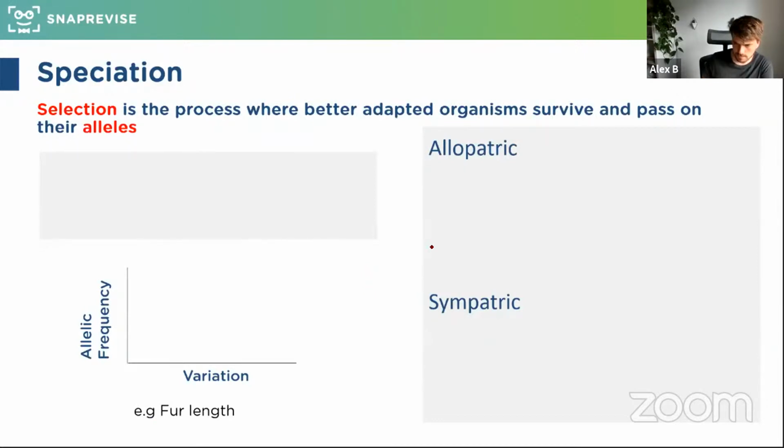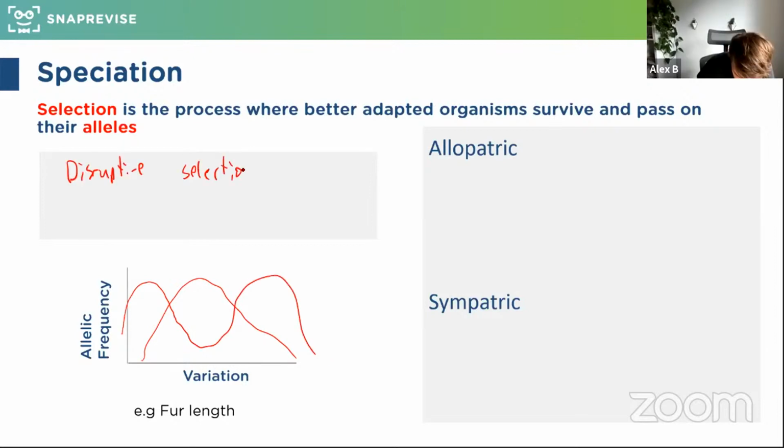So yeah, there's also disruptive selection, which looks like this. It's not in the AQA spec. So you've got the phenotypes, and over time, individuals, yeah, like I said, it's not in all of the exam boards.